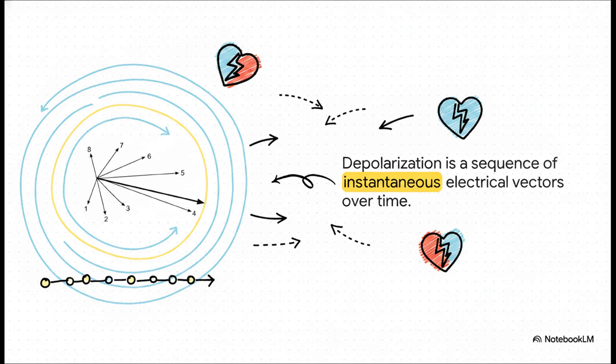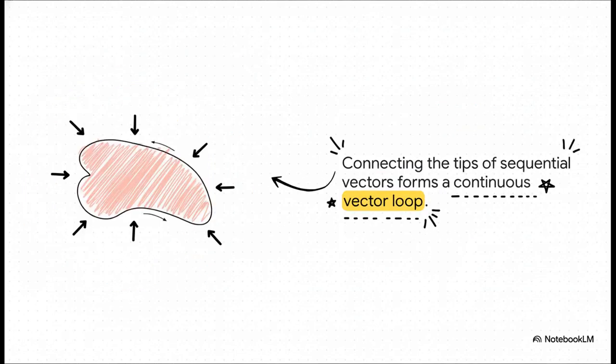Each one of these little arrows you see represents the net direction and the magnitude of the heart's total electrical force at one specific moment in time. Now here's where it gets really cool. If you imagine tracing a continuous line that connects the tip of every single one of those sequential vectors, from the very beginning of depolarization all the way to its end, you generate a figure known as a vector loop. This loop represents the entire spatial and temporal journey of that depolarization wave as it moves through the ventricles.